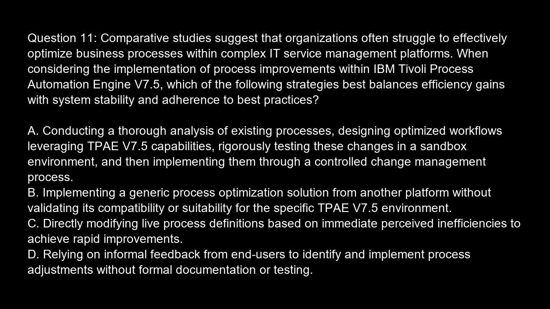Option A. Conducting a thorough analysis of existing processes, designing optimized workflows leveraging TPV7.5 capabilities, rigorously testing these changes in a sandbox environment, and then implementing them through a controlled change management process. Option B. Implementing a generic process optimization solution from another platform without validating its compatibility or suitability for the specific TPV7.5 environment. Option C. Directly modifying live process definitions based on immediate perceived inefficiencies to achieve rapid improvements. Option D. Relying on informal feedback from end users to identify and implement process adjustments without formal documentation or testing.